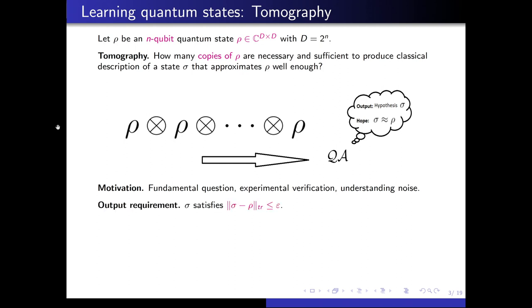One thing I've been a bit sloppy about is that, for simplicity, I'm going to be talking about outputting a state sigma such that sigma and rho are close in trace distance. You could look at other norms, for example the Frobenius norm or some other matrix norm. But for simplicity, I'm just going to be talking about the trace norm.